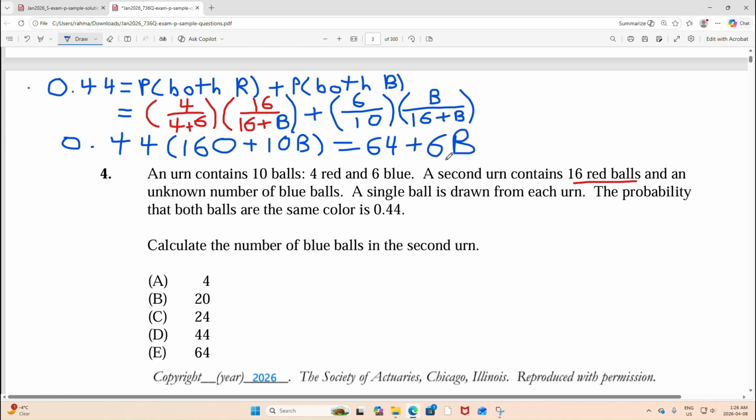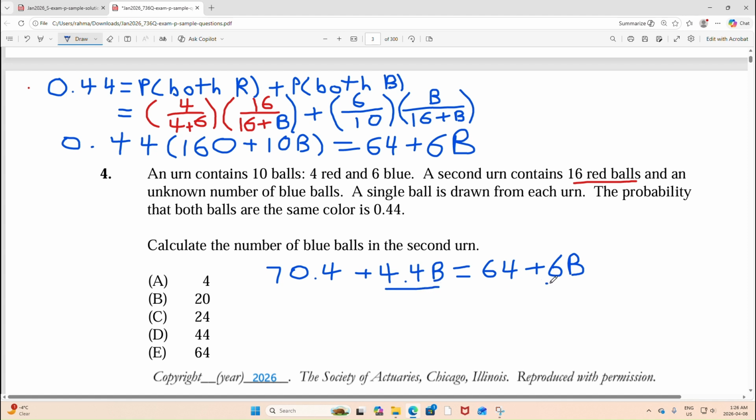Okay, so 160, I'll just use my calculator for that. 160 times 0.44 is 70.4. So we have 70.4 plus 4.4b is equal to 64 plus 6b.